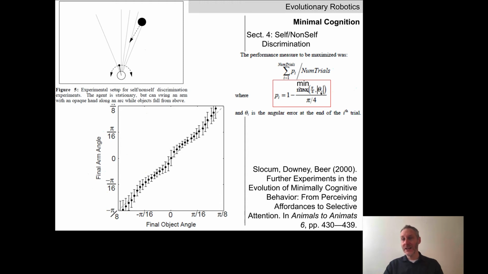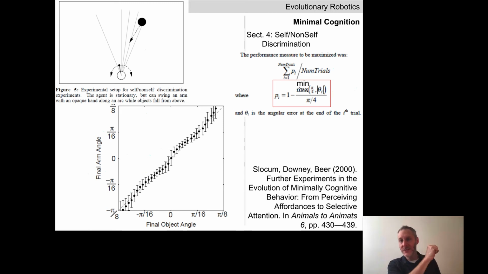If angular error is very large, greater than pi over 4, we take the minimum here, the minimum of pi over 4 and an error that's greater than pi over 4, which is pi over 4. Pi over 4 divided by pi over 4 is 1. 1 minus 1 is 0. The worst thing the agent can do is, for example, if the object hits to the agent's left and its arm is all the way to the right, that angular error is big. The agent did the wrong thing. Make sense?